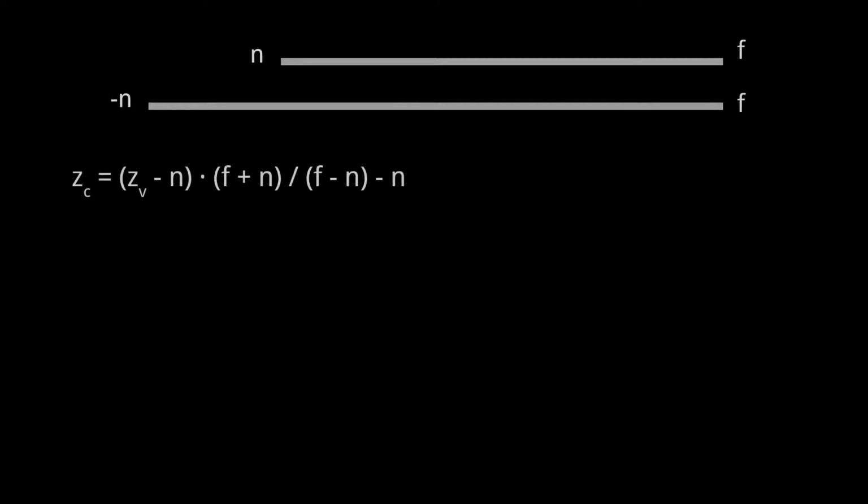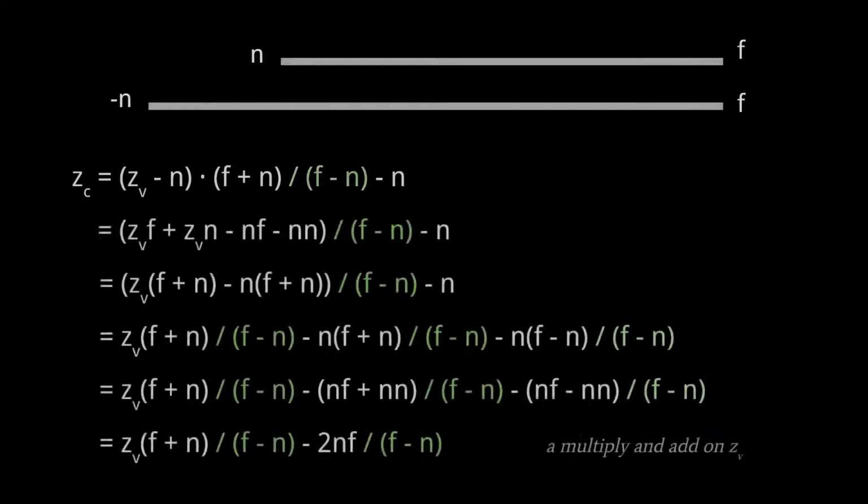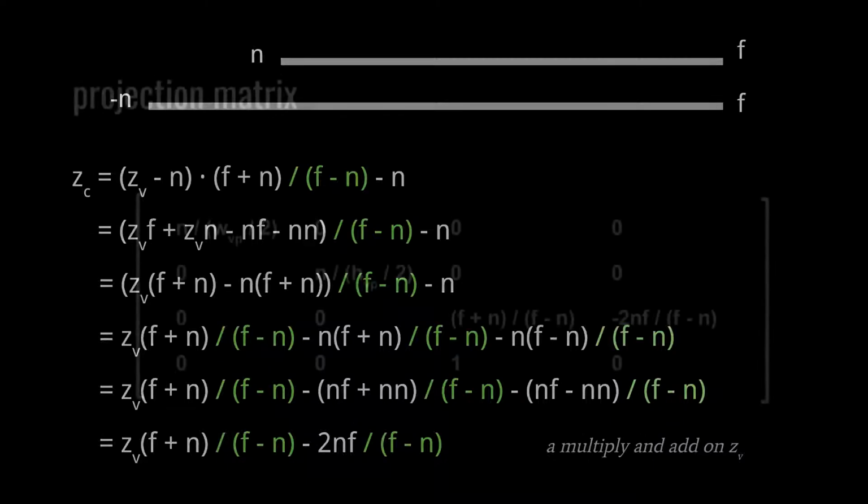Now we have the formula for z of clip space, but the problem is it involves first subtracting from z, then doing a multiplication, and then another subtraction. But for a projection matrix, we're going to need to express this as a single multiplication and addition. We can't have that subtraction between the multiplication. Fortunately, if we go through a few steps, we can work out an equivalent formula, which is z times (f plus n) divided by (f minus n), minus 2nf over (f minus n). And so now we have a formula we can plug into our projection matrix.